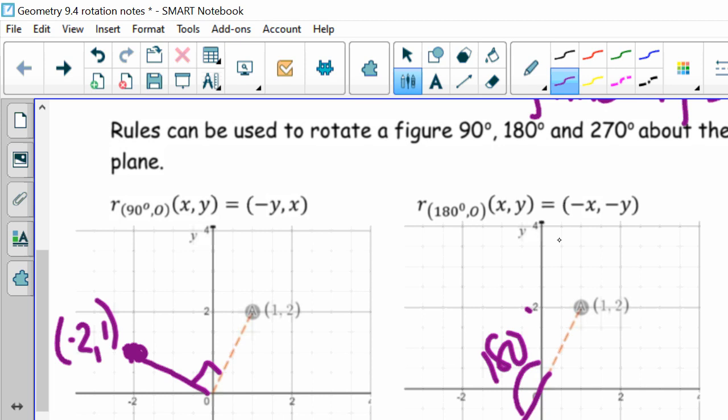I do not have on here the 360 degrees, but remember that 360 degrees just takes us right back to where we started. And if I was doing negative, I would have just gone the opposite direction. So negative 90 would have put me in this quadrant. 180 and negative 180 are going to put me in the exact same spot. Negative 270 would have put me in this quadrant over here. So just remember that the negative tells you which direction you're rotating.